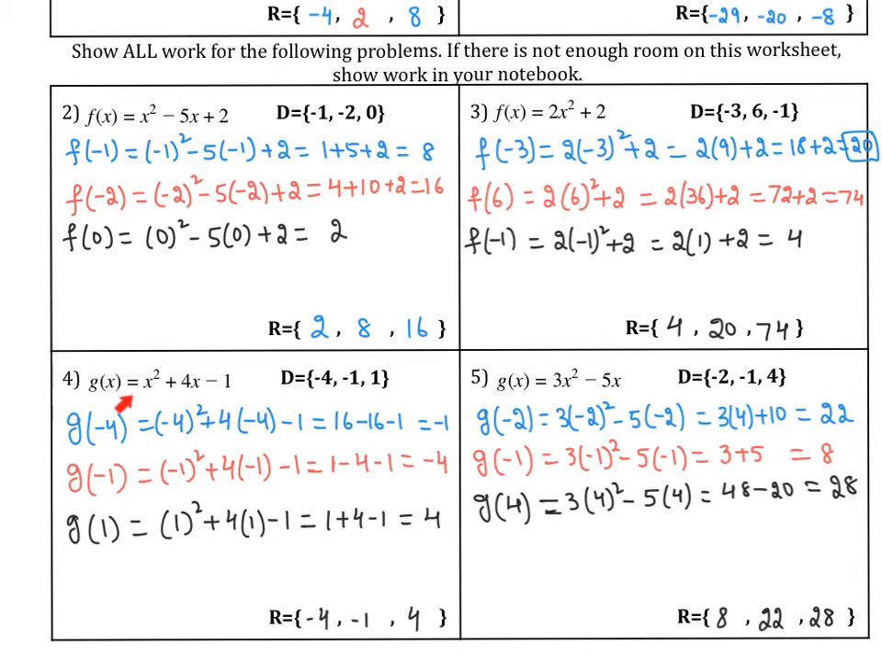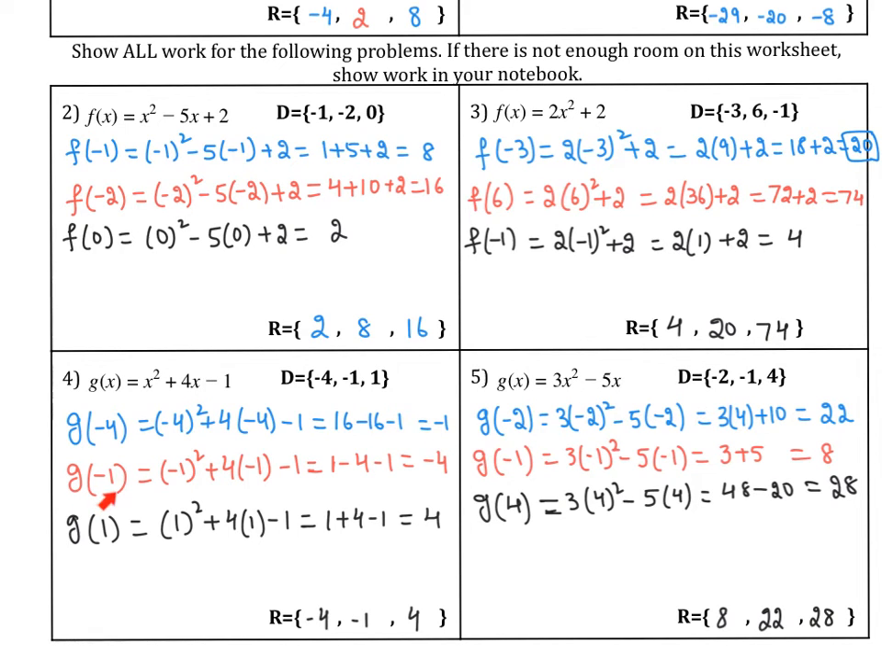For number 4, negative 4 for the x value. So you plug it in for x, and then you're going to get negative 4 squared plus 4 times negative 4 minus 1. Negative 4 squared is positive 16, because negative 4 squared turns into positive 16. 16 minus 16 cancel, and you're going to get negative 1 as your answer.